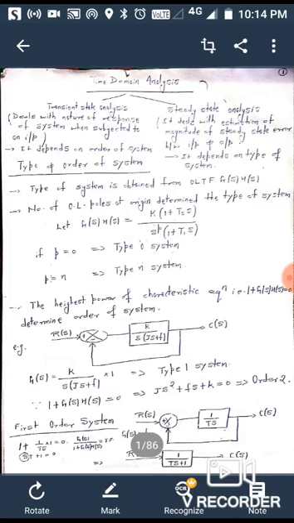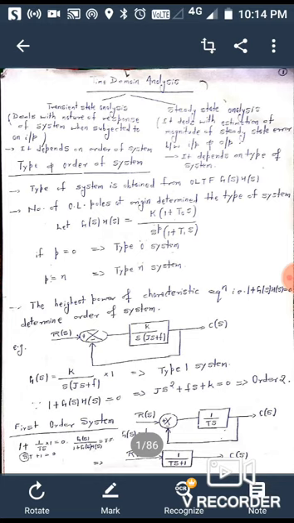So 1 plus G(s)H(s) is equal to 0 means Js square plus Fs plus K is equal to 0. Since in this expression the maximum power of s is 2, its order is 2. So clearly it is a type 1 system and an order 2 system.